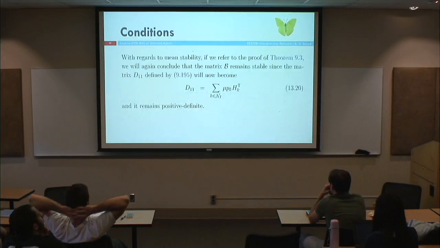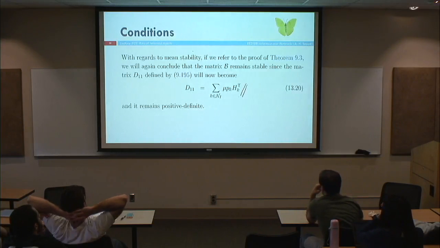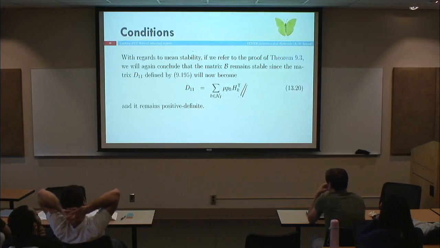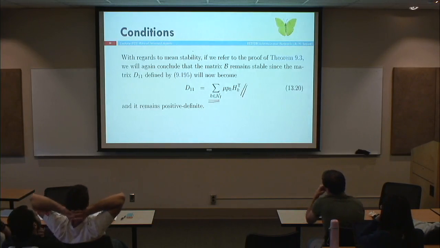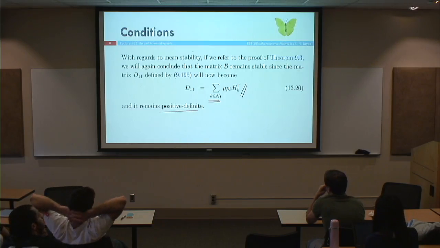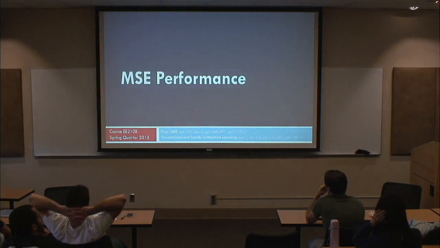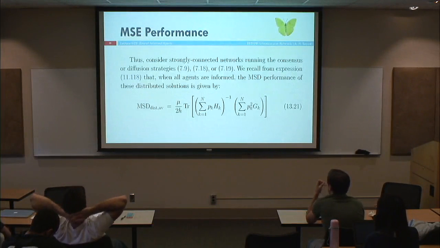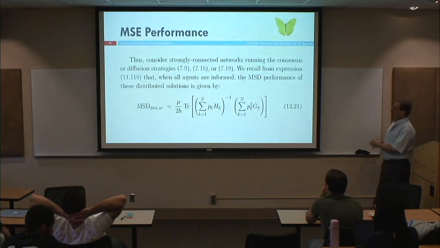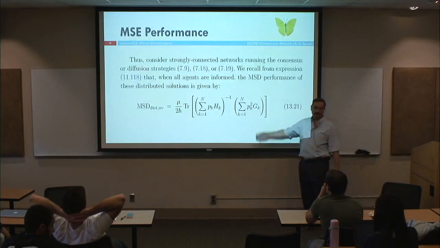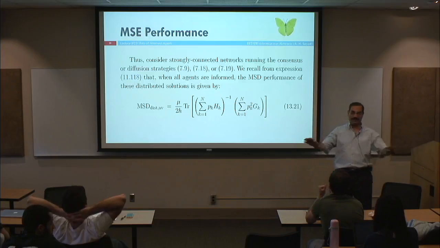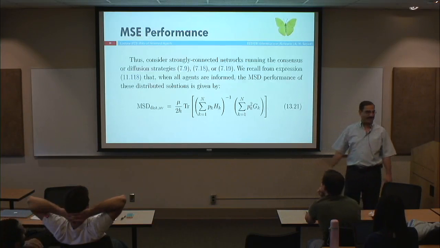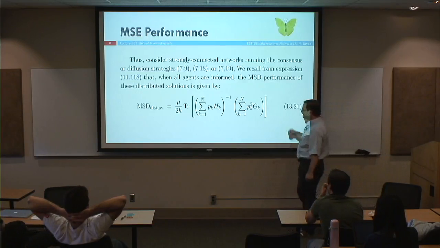And what about the performance expressions? So this is another place where this sum will be over the informed agents, but it will continue to be positive definite, so the conclusions we derived will continue to hold. Very good. What about the performance expressions? Remember that for a network where everybody is informed, this was the performance expression, right? I know you know it by heart by now. You have seen this so many times.